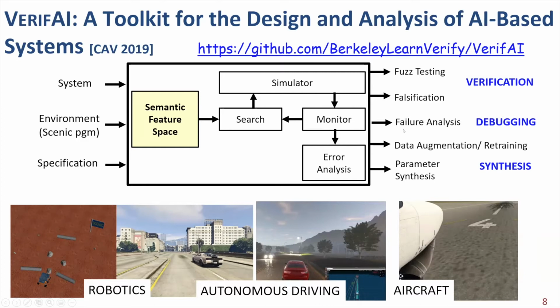We can do failure analysis. So once you do falsification and you find counterexamples, you can try to understand the root cause of the counterexample. Similarly, once you find counterexamples, you can do data augmentation to retrain neural networks. We'll talk a little bit more about this later. You can also do synthesis of parameters, as many in the runtime verification community have worked on.